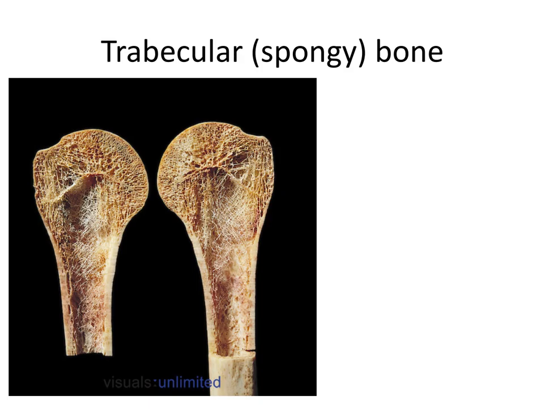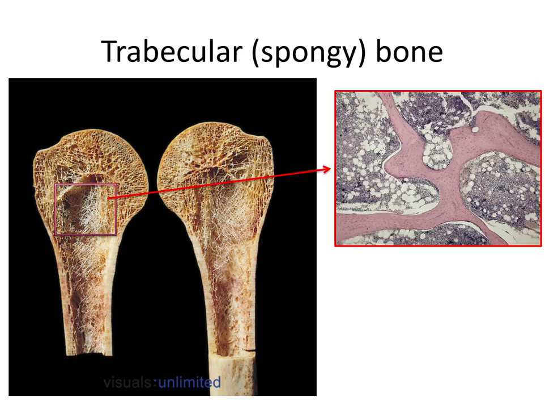Let's now look at trabecular or spongy bone. If we were to zoom up on this trabecular bone, this is what we would see. So what we can see here is actually a single trabecula. And you can see all these little lacunae here where the osteocytes would normally reside in.